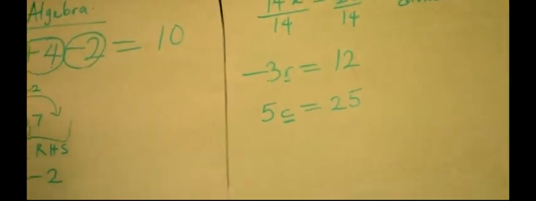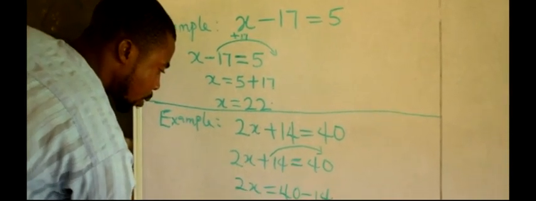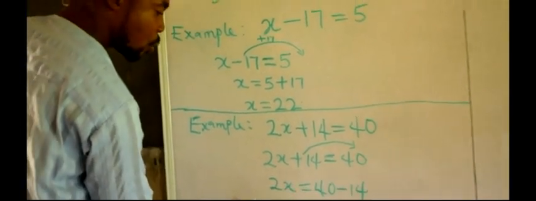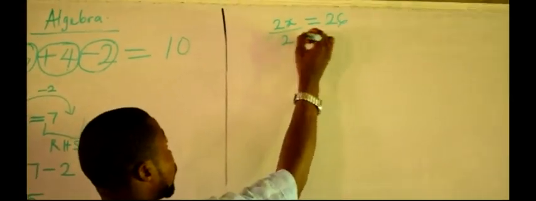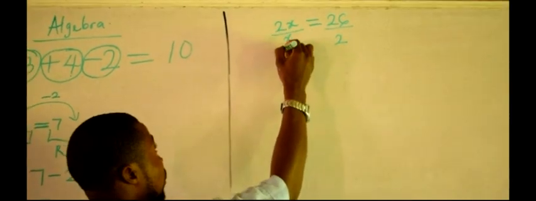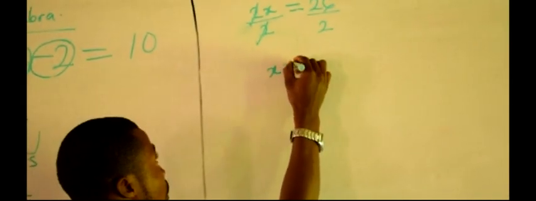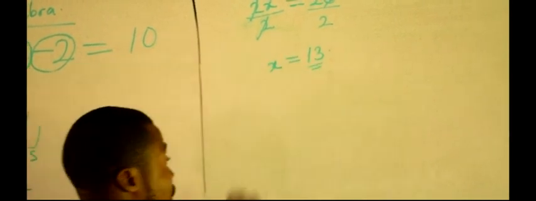Now, let's come back to divide both sides. To get your x, you divide both sides by 2. So 2x is equal to 26. That is our number here. You now divide both sides by 2. Divide this one by 2, divide this 2 by 2. It will remain only x. You put it equal to 26 divided by 2. That is 13. That is your answer.